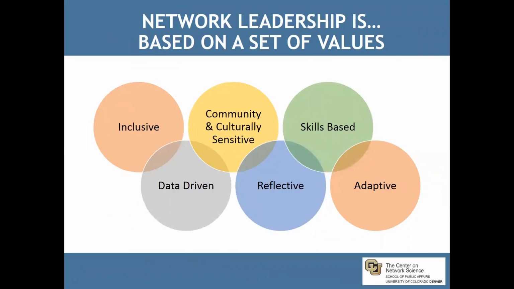We also wanted to pause for a minute and let you know how we've built this model of network leadership. It's based on a set of core values. These 6 values are ones that we use across all of our network leadership programs and webinars and trainings. And I'm going to go through them real briefly here.